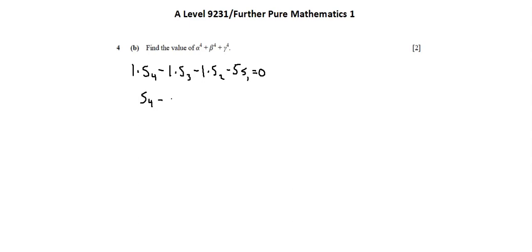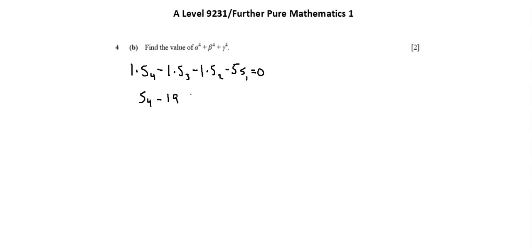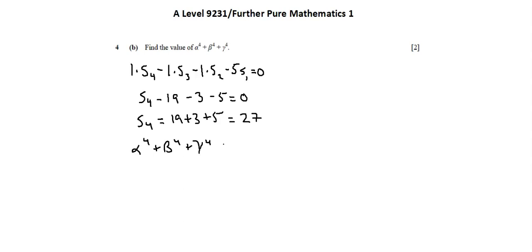S sub 3 is 19, so minus 1 times 19 is minus 19. S2 is 3, minus 1 times 3 is minus 3. And S1 is 1, minus 5 times 1 is minus 5 equals 0. Simplifying to S4 equals 19 plus 3 plus 5, which equals 27. Thus, the sum of alpha to the power of 4 plus beta to the power of 4 plus gamma to the power of 4 equals 27. That completes the requirements for part B. Let's move on to part C.